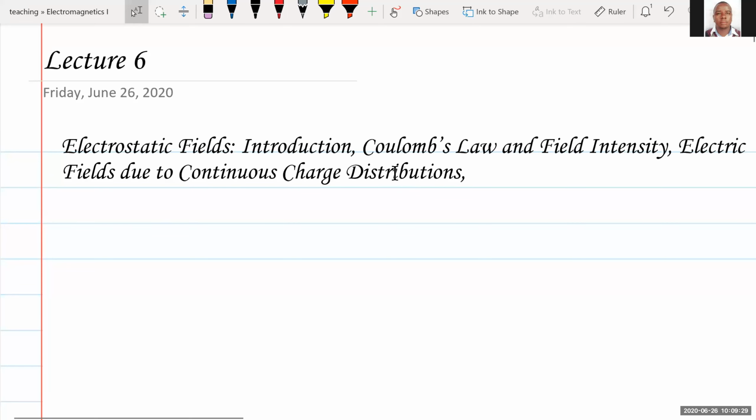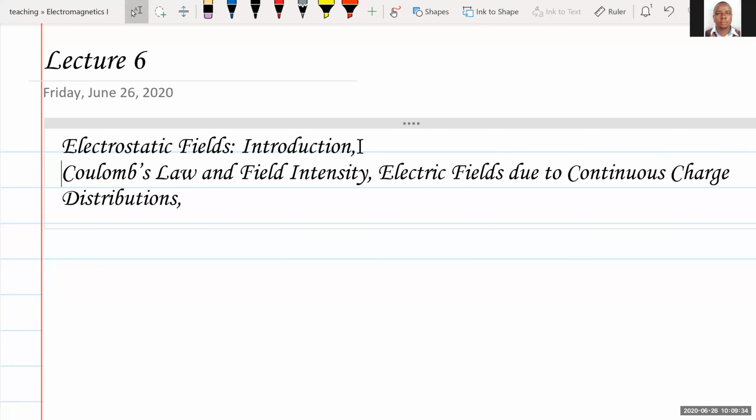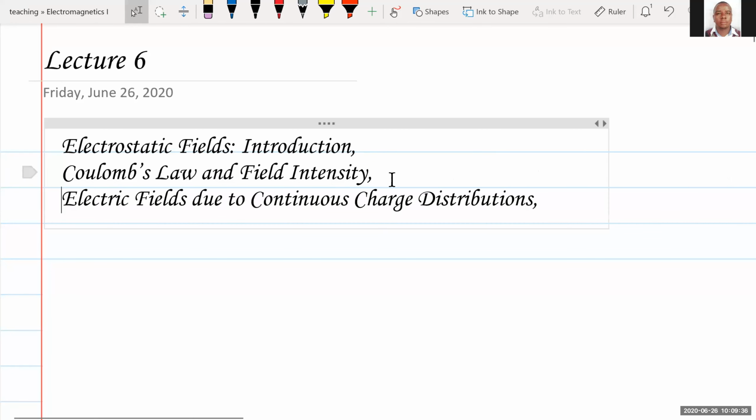So having done the mathematical rigor that is required to handle electromagnetics, we now come to this bit where we are now introducing the concepts of electrostatic fields. And we start with the introduction, Coulomb's law, the field intensity, and the electric fields due to continuous charge distributions. And there we are going to be talking about the line charge and line charge density.